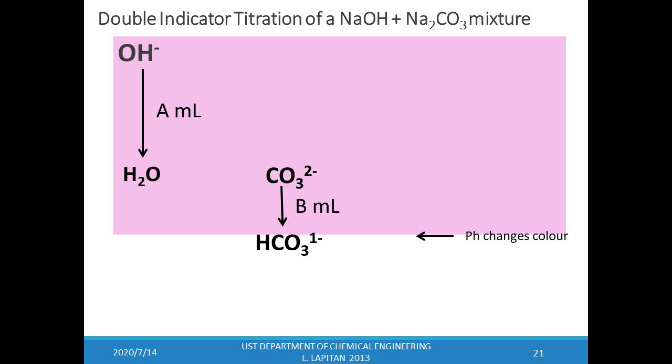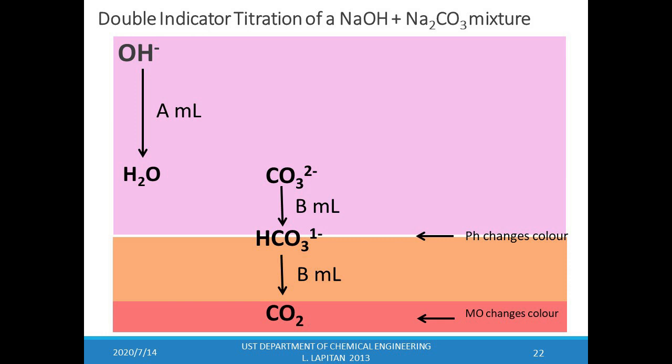At this point, an additional volume of the acid has been used, so let's say B mL of the acid titrant. Okay, so we now add methyl orange after the phenolphthalein endpoint is reached. So this will impart a yellow-orange color to our solution.